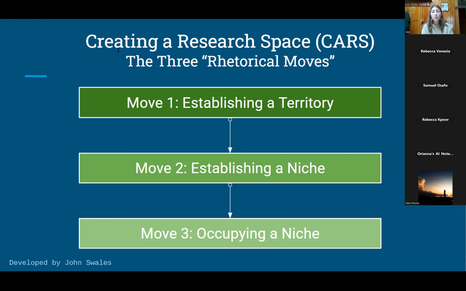Okay. So there are three different parts for this framework. First, establishing a territory. This is where you're talking about what your field is in general, and then moving to establishing your niche, what is the thing you're addressing, and the last part is how do you address that. It's really an effective tool for writing great introductions, but I think it also works well for abstracts too. So now we can look at these parts in a little bit more detail.